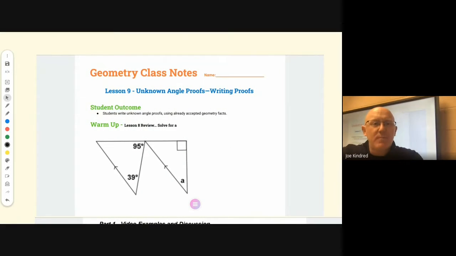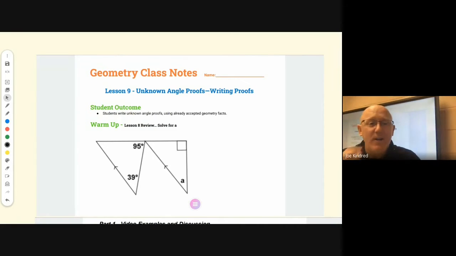All right, Geometry, Module 1, Lesson 9. The title of the lesson is Unknown Angle Proofs. And it's really the first lesson where we get into actually writing formal proofs, being able to make statements and then justify those statements with facts that we already know to be true, which we worked on in Lessons 6, 7, and 8. So today we're going to, again, identify what our outcome is. Students, you will be able to write unknown angle proofs using already accepted geometry facts.